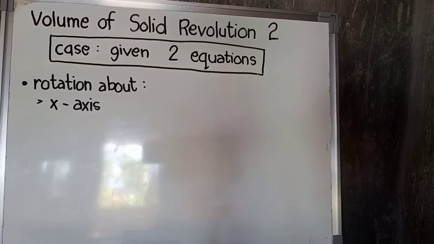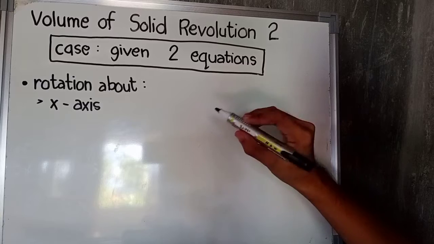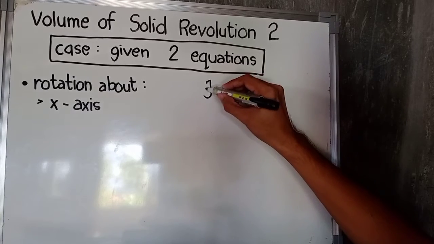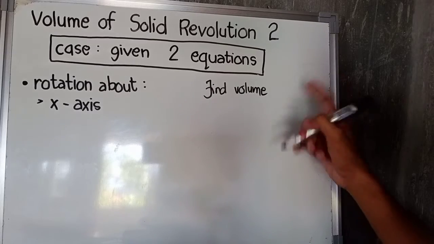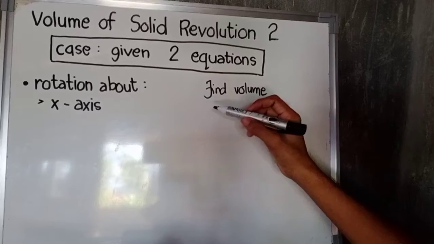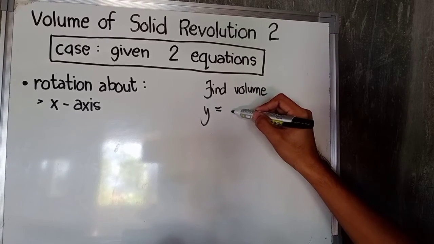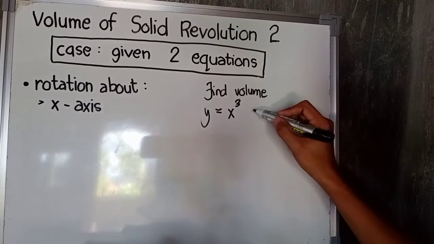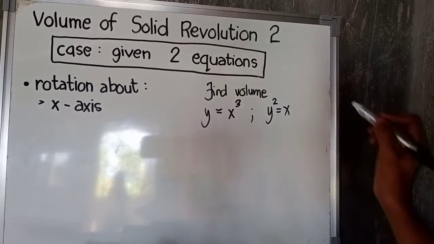Have this example. Yung number 6 yung ibibigay ko na example kasi mas complex siya kaysa dun sa number 5. Kayo yung magsasolve ng number 5. So given na, let's say, we're going to find the volume of the solid revolution of these two equations about x-axis. So, ito yung given dun sa number 6. We have y is equal to x cubed and y squared is equal to x.